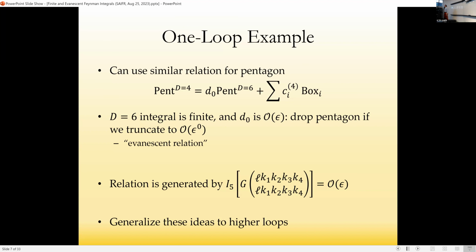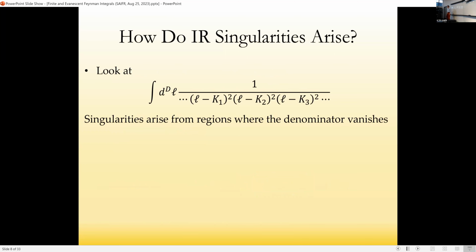And so what we'd like to do is generalize all of these ideas to higher orders. So let's look back, and I realize some people in the audience know a lot of this already, but I'm trying to do this so that we have it at our fingertips. So let's think a little bit about how infrared singularities arise.